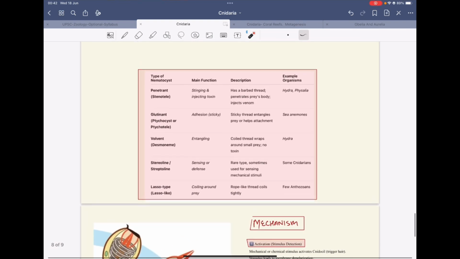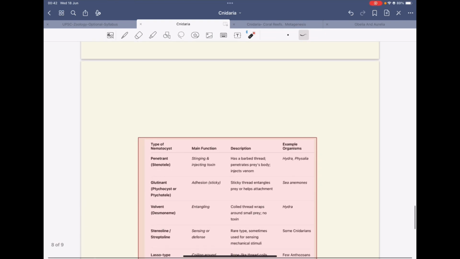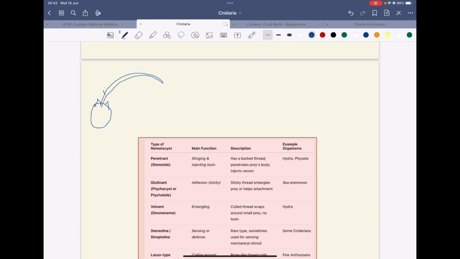Then you will see there are different types of nematocysts. First one is the penetrant. They are for penetrating, for stinging and injecting the toxin. They have barbs on them. It's found in Hydra and Physalia. If you see the diagram, it's something like this. It will have barbs on it. So this is the penetrant type.